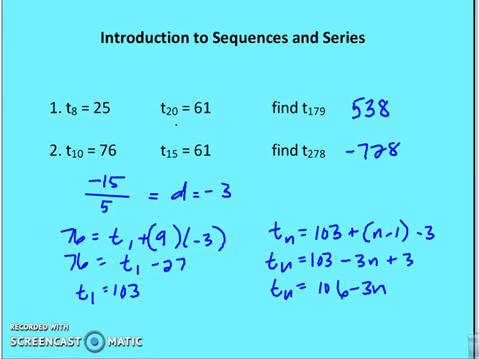So again, you want to find the common difference between the two by subtracting 25 from 61, and then counting the number of terms between the two. So 61 minus 25 is 36. 36 divided by 12 is going to be 3. And in the second one, I have 15, negative 15, and the difference in terms is 5. So negative 3 is your difference for the second.